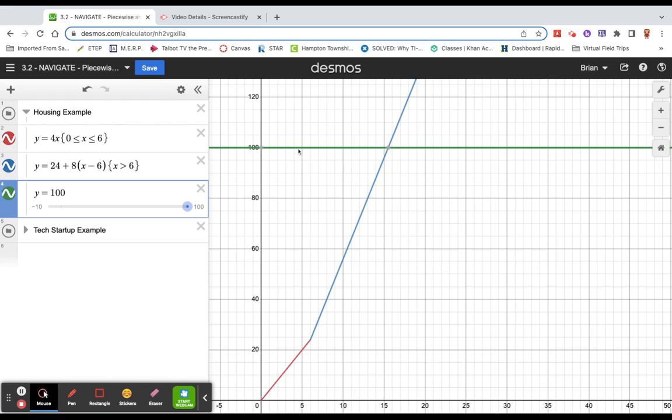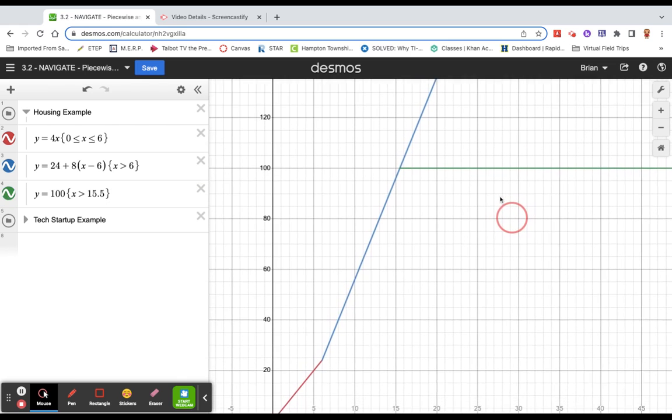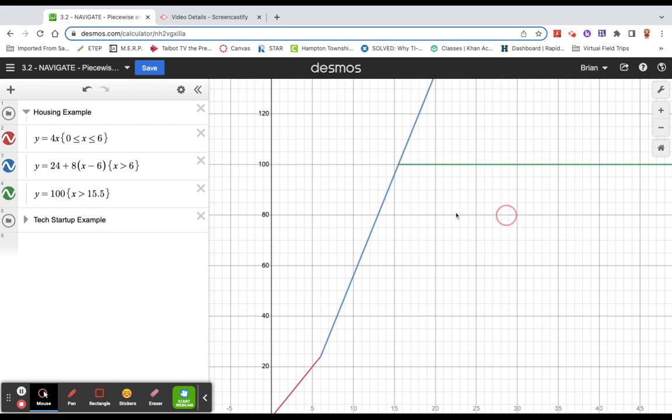Now, obviously, I don't need this part to the left, so I'm going to add in the constraint that that's only going to start when x is greater than 15.5. If I really want this to maintain the fact that it's a function, I'm also going to have to relimit my blue line and say that, sure, I can be above 6, but I definitely want to stop building after 15 and a half years. And I'm the one who has to put that limit on it.